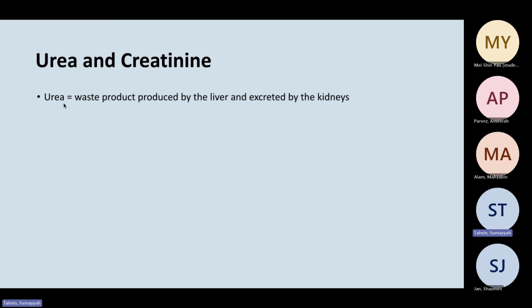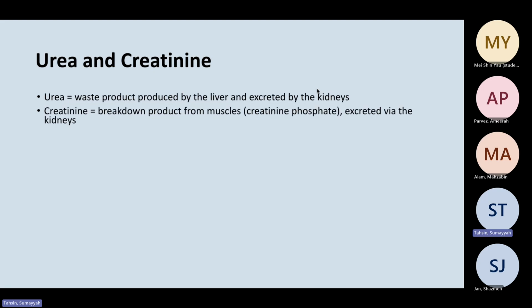I was just saying that urea is a waste product that is produced by the liver and excreted by the kidneys. Creatinine is a breakdown product from muscles and it's excreted by the kidneys. Both are raised in kidney injury because the kidney is not doing its job correctly in terms of filtering these out.